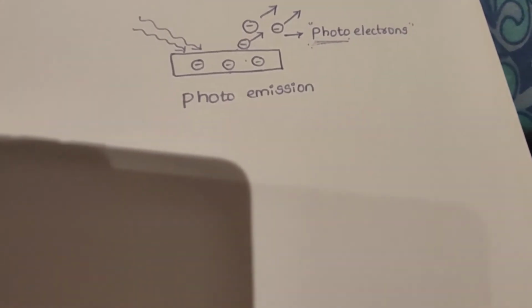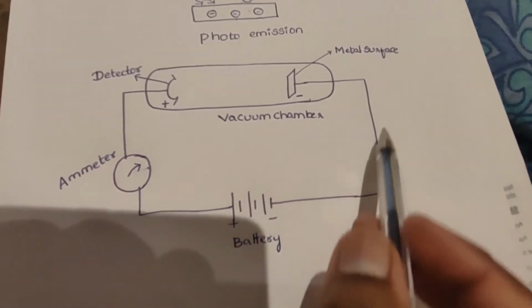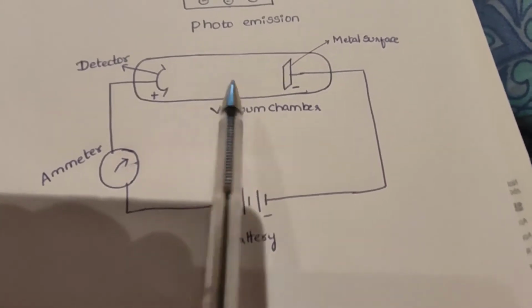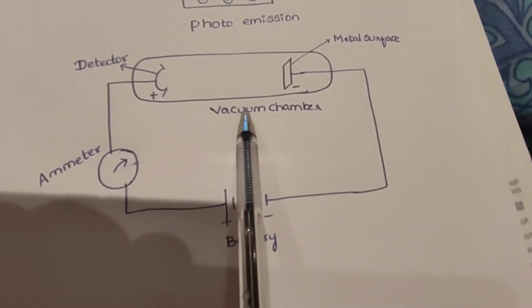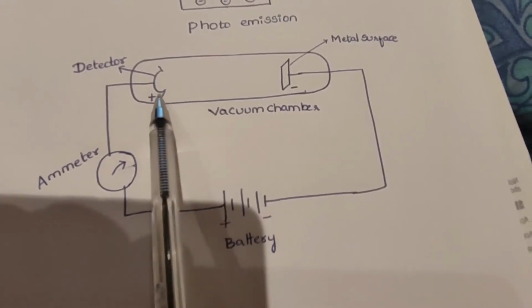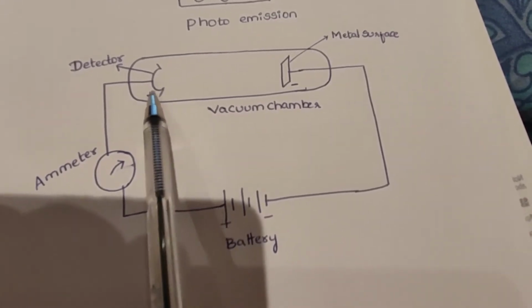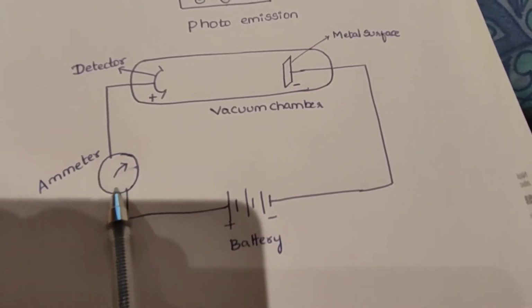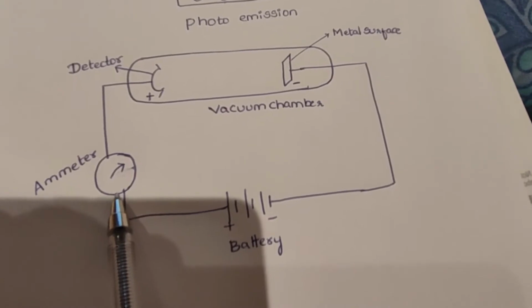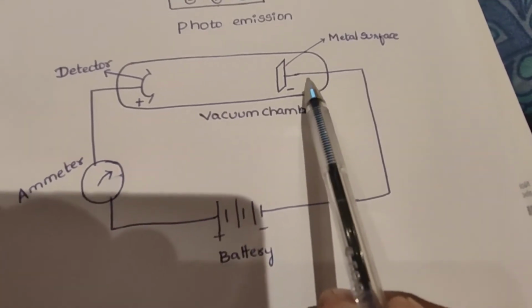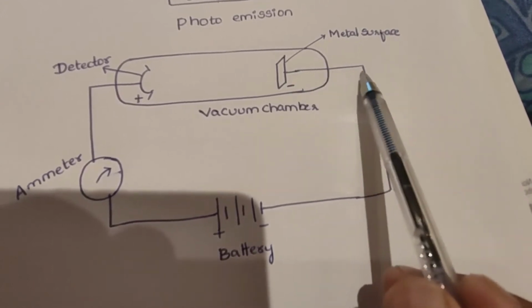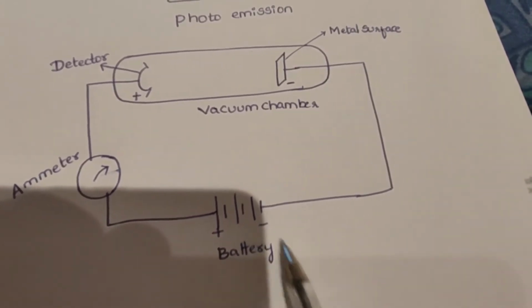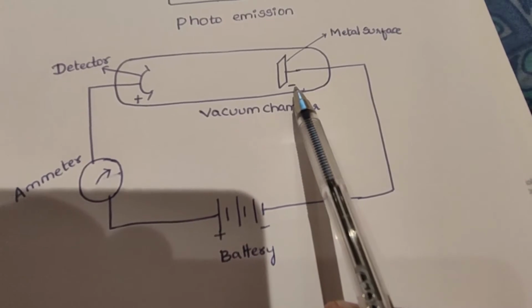See, the experimental apparatus will be as follows. In this, we are taking a vacuum chamber, and to it we are connecting a detector to the positive terminal of the battery. It is also connected with the ammeter, which detects the current, and a metal is connected to the negative terminal of the battery, which acts as a negative electrode.